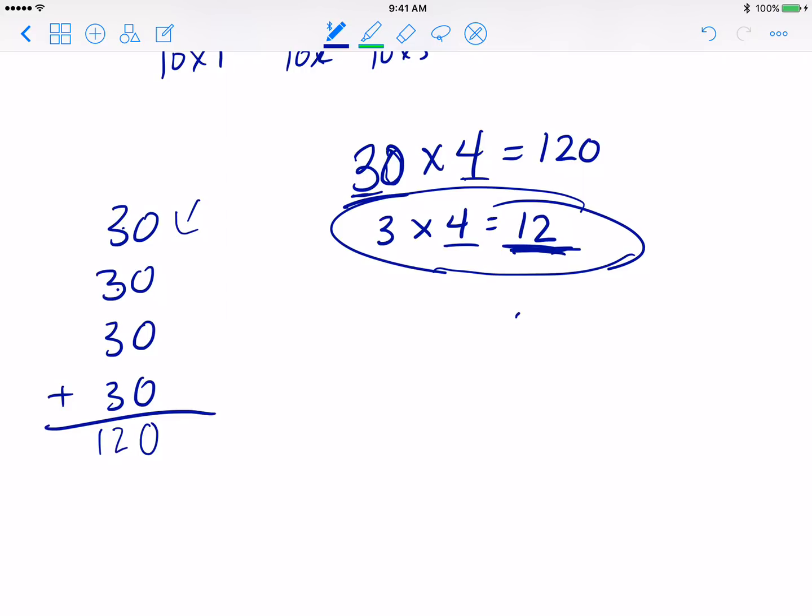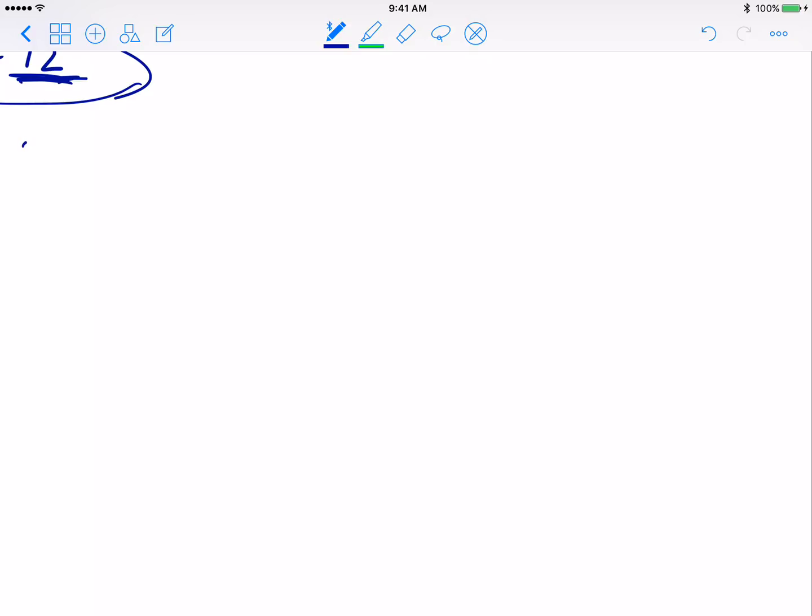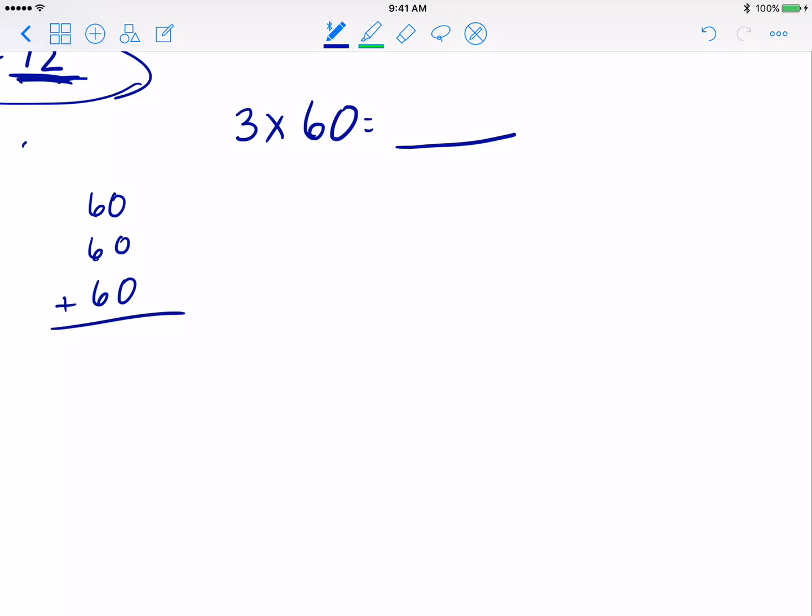Let's look at another one. Let's say we wanted to do 3 times 60. We want to find the product. So I could add 60 together 3 times because of repeated addition. That would totally work. I could also look at 3 times 6. Okay? 3 times 6. Let's list our multiples. We're going to list 6 since it's the bigger number. So we're going to list 6 3 times.